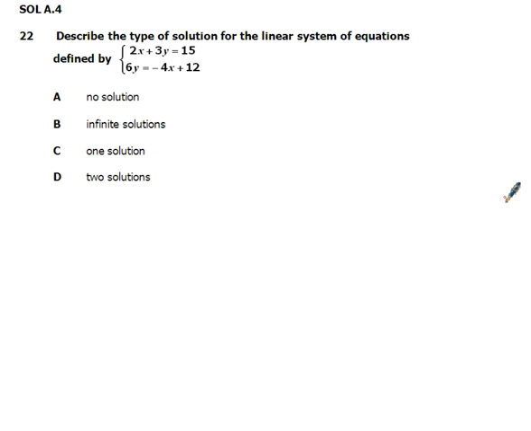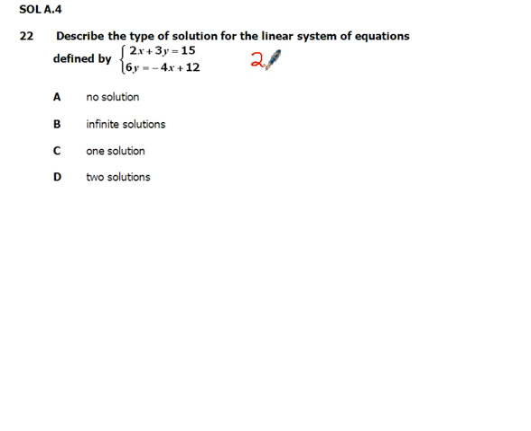This is question number 22 from the SOLs, which says, describe the type of solution for the linear system of equations defined by 2x plus 3y equals 15 and 6y equals negative 4x plus 12. Personally, if I work this equation for myself, I would work it this way.